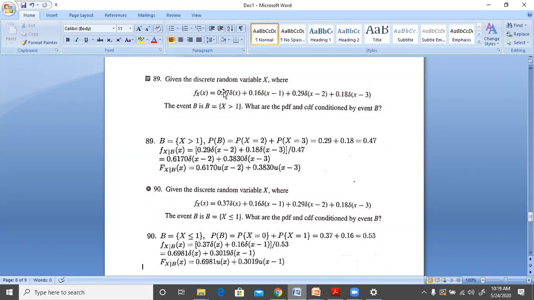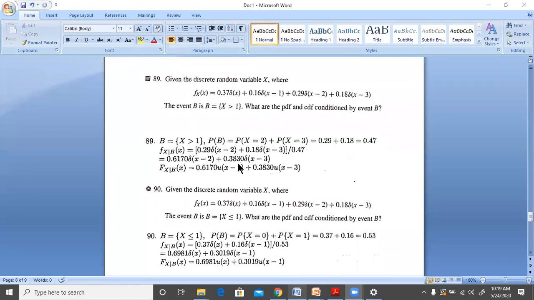Please remember that if you add this, this, this, and this, 0.37 plus 0.16 plus 0.29 plus 0.18, the value will turn out to be 1. Similarly, 0.617 plus 0.383 will turn out to be 1. So f of x given B at x will be equal to 0.617 del x minus 2 plus this quantity over there.